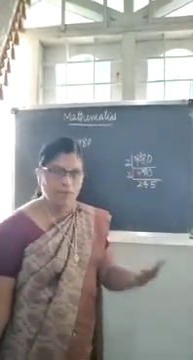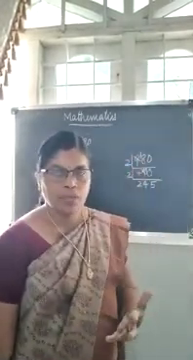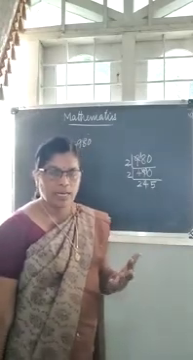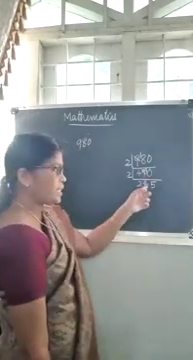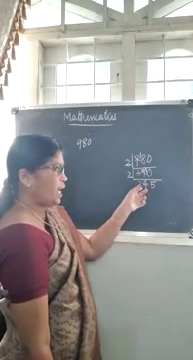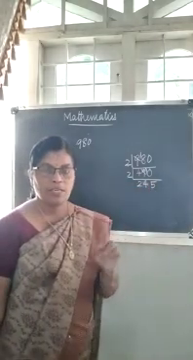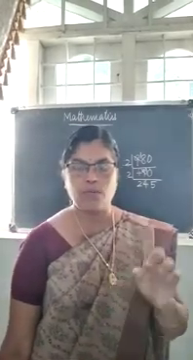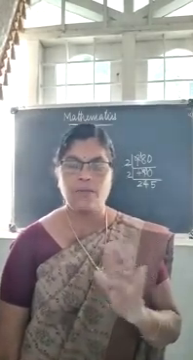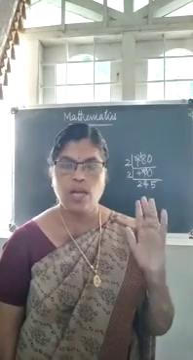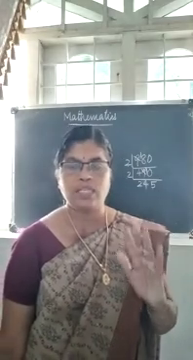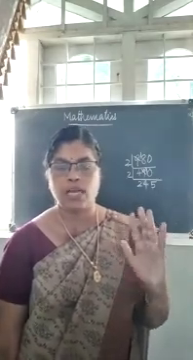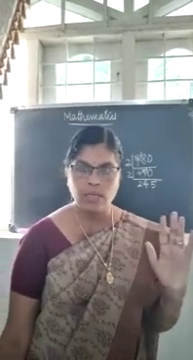Now let us see whether it is divisible by 3. How will you check whether it is divisible by 3? We have to add the digits. 5 plus 4, 9. 9 plus 2, 11. 11 is not a multiple of 3. In the multiplication table of 3, 11 will not come. So the sum of the digits is not a multiple of 3. Therefore, we cannot divide it by 3.